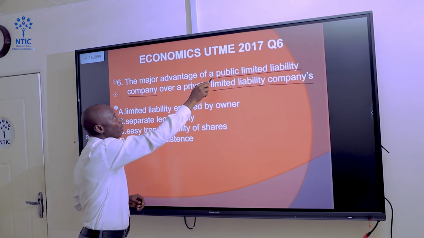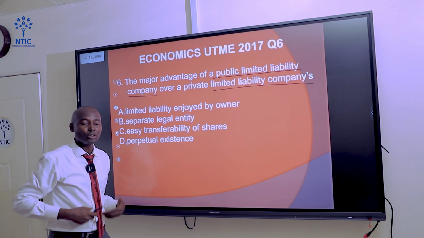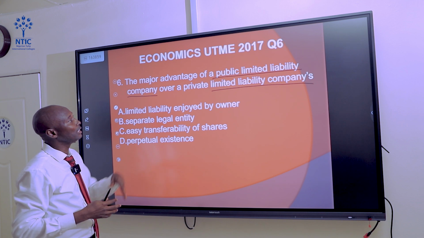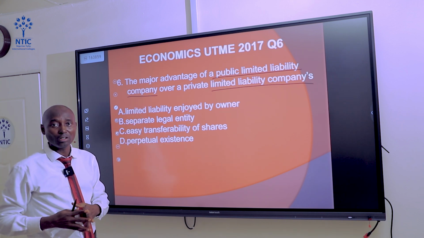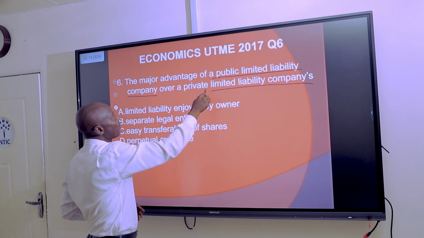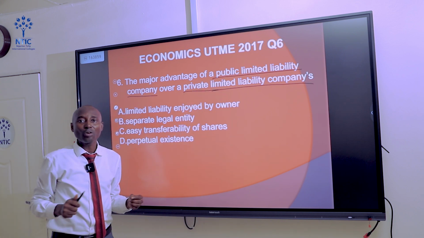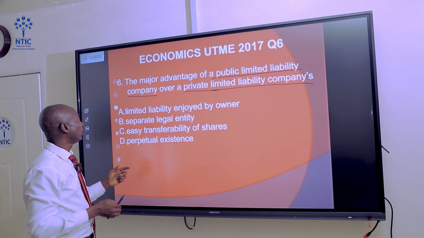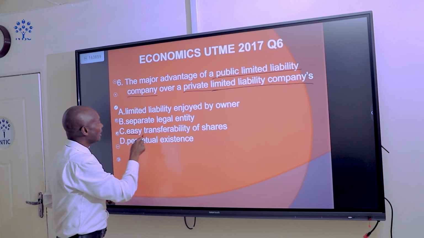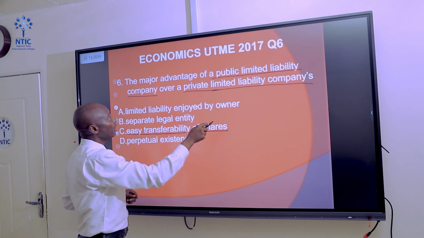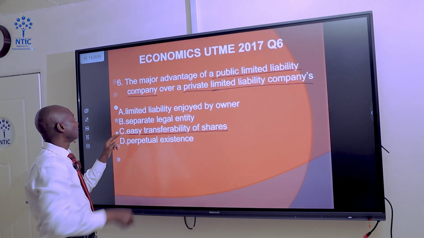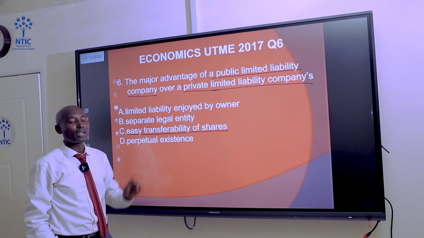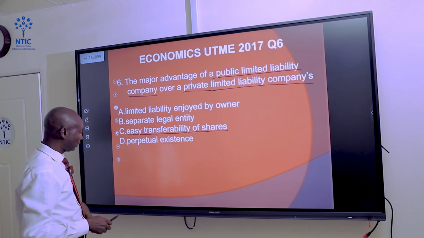So, in a public limited liability company, I may decide to transfer my shares by selling to another person, and have it in his own name after the conclusion of the agreement. But in a private limited liability company, there is no transferability of shares. So that is the only thing that distinguishes them. In the area of transferability of shares, the public limited liability company supersedes the private limited liability company.